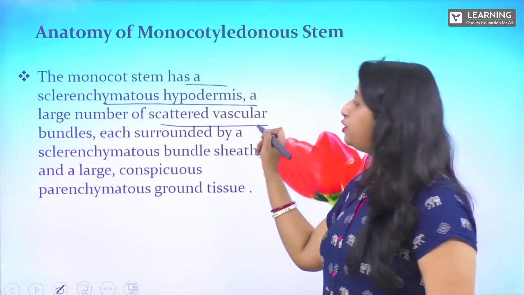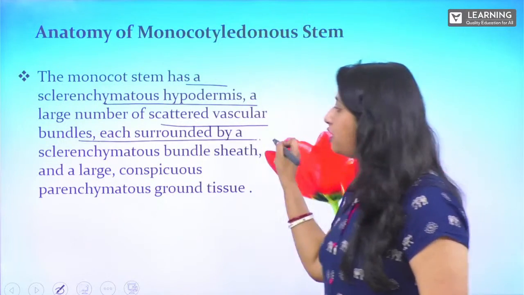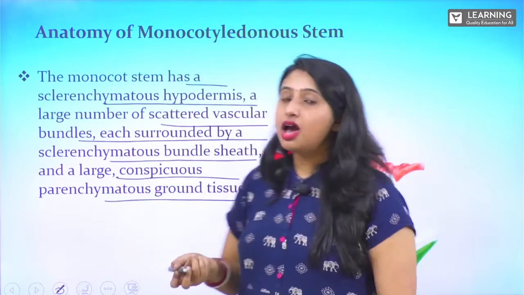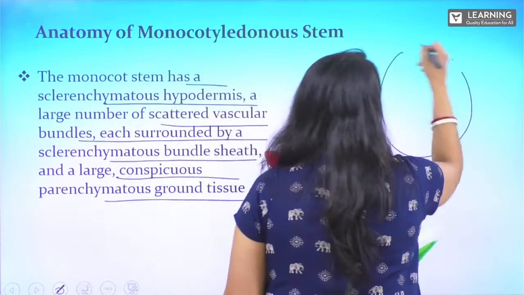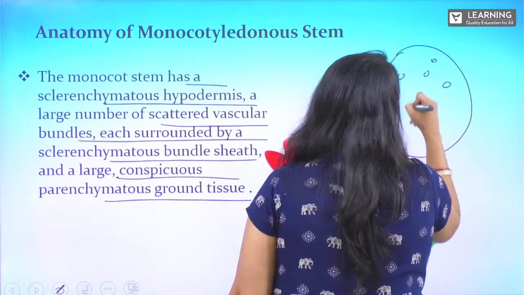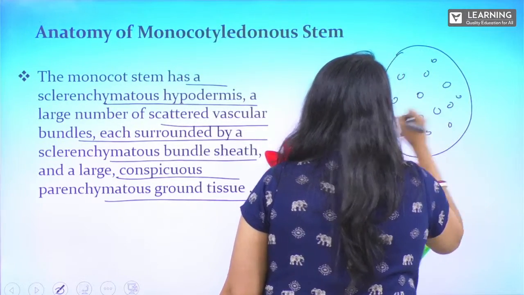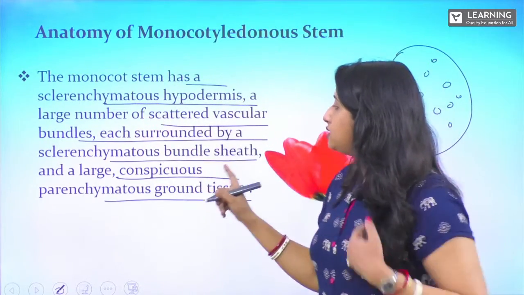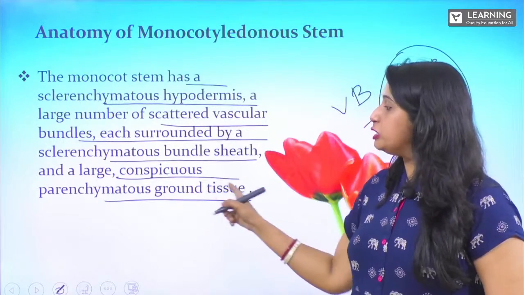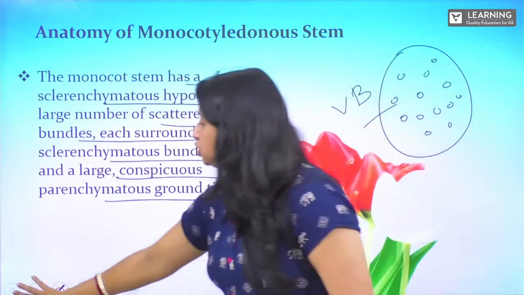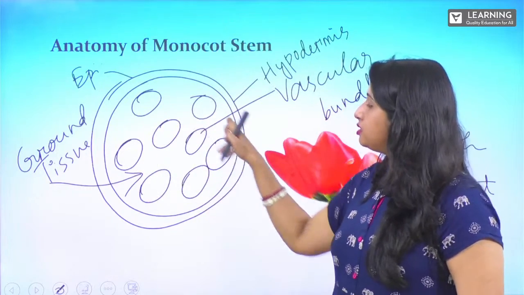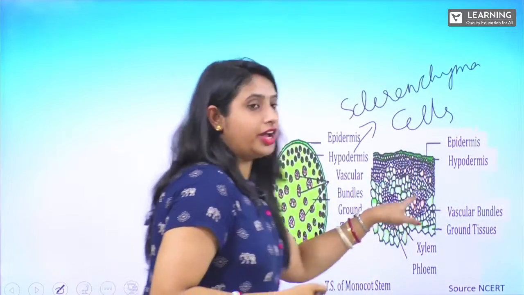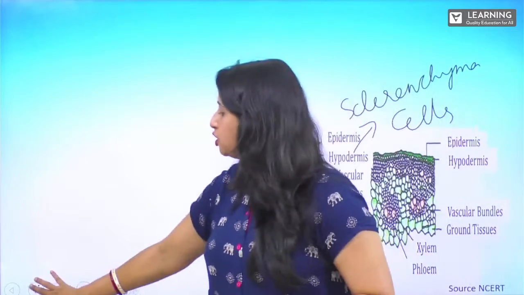And they have a large number of scattered vascular bundles surrounded by your sclerenchymatous bundle sheath and a large conspicuous parenchymatous ground tissue. So when we look here, you will see so many vascular bundles. All these are nothing but your vascular bundles, which will be having large conspicuous parenchymatous ground tissue. As I have shown here, these are surrounded by your parenchymatous ground tissue. This is your epidermis which we find in all parts of the plant. So this is all about your monocot stem.